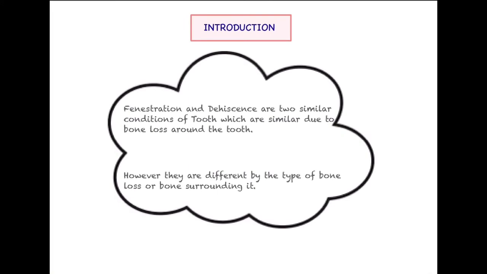So what this basically means is that fenestration as well as dehiscence are kind of a defect or a condition wherein the alveolar bone is getting lost, right? In both the conditions, there is loss of alveolar bone. However, we can differentiate these two conditions based upon the type of bone loss and the involvement of the bone, like which part of the bone is getting destroyed. Based upon these criteria, we can differentiate between fenestration as well as dehiscence.